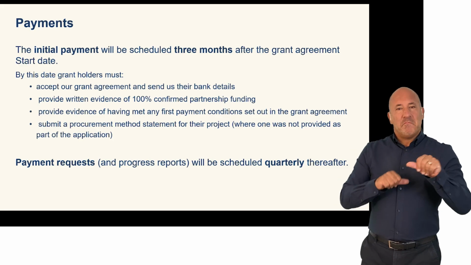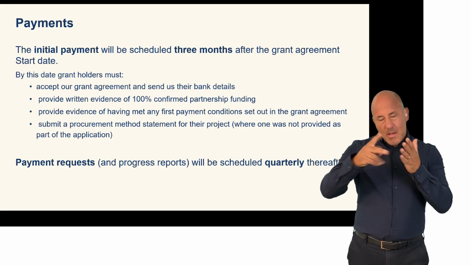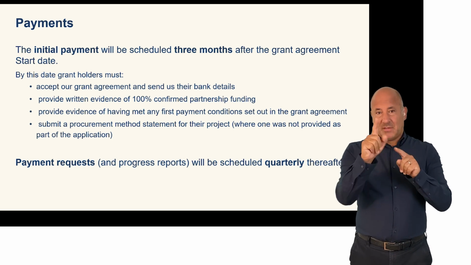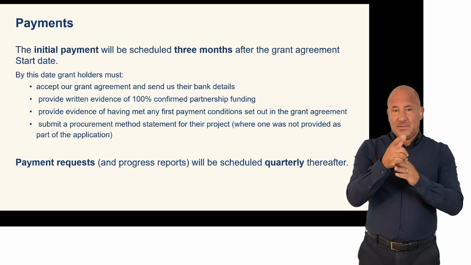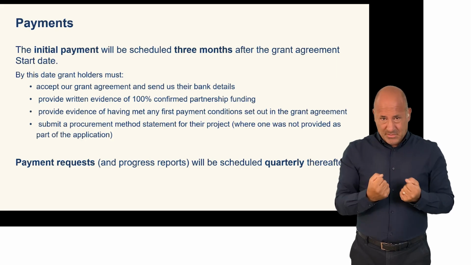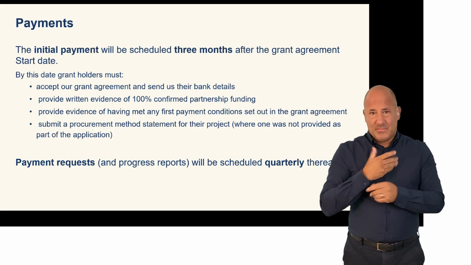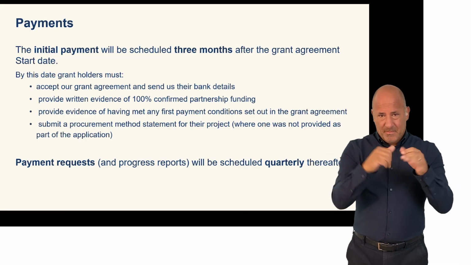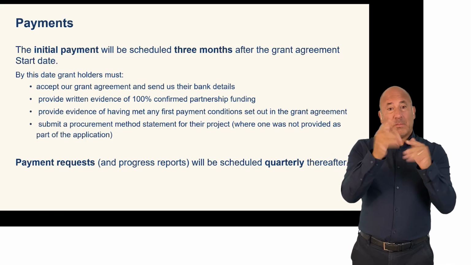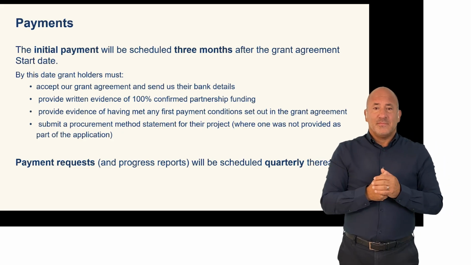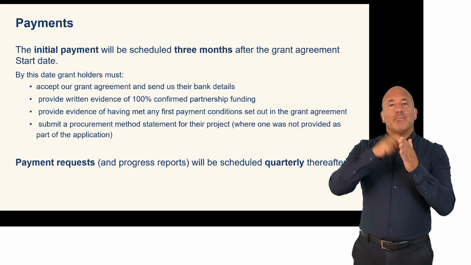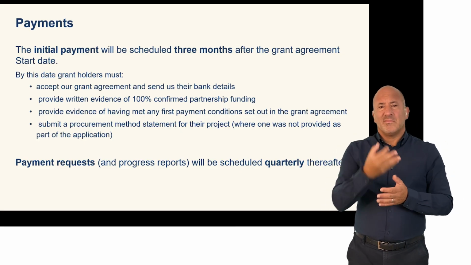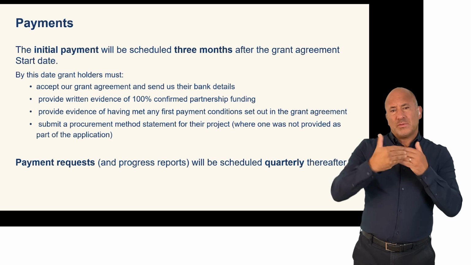This is a brief note on payments to assist applicants with their timeline planning. The initial payment will be scheduled 3 months after a grant agreement start date. By this date, the grant holders must accept our grant agreement and send us their bank details, provide written evidence of 100% confirmed partnership funding, provide evidence of having met any payment conditions set out in the grant agreement, and submit a procurement method statement for their project where one was not provided as part of the application. Payment requests and progress reports will be scheduled quarterly thereafter.